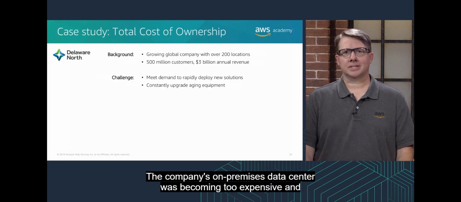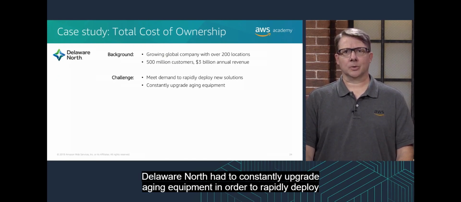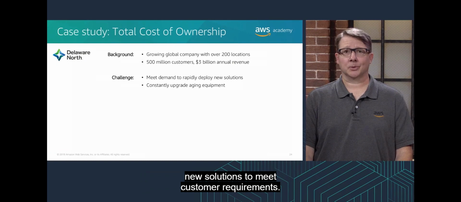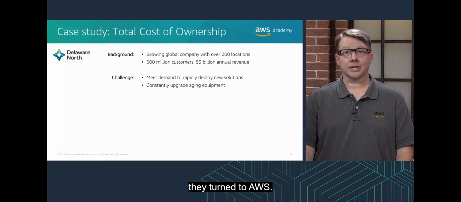The company's on-premises data center was becoming too expensive and inefficient to support its global business operations. Delaware North had to constantly upgrade aging equipment in order to rapidly deploy new solutions to meet customer requirements. The CIO stated Delaware North needed to find a better solution. They turned to AWS.